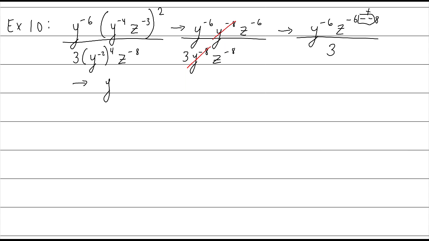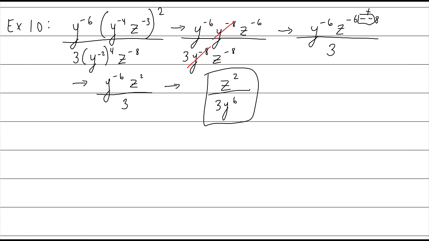So we have y to the negative 6, z squared over 3. Okay, so we're still cleaning this up. And then this y to the negative 6 can be bumped down to the bottom to take care of that negative exponent. So we are left with z squared over 3y to the 6th. All right.